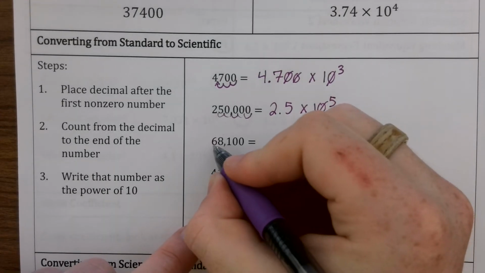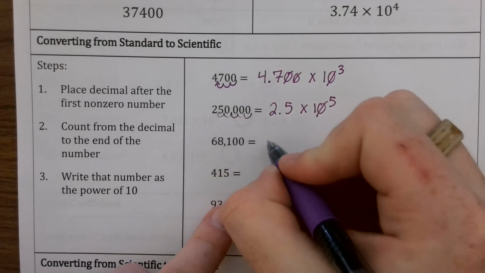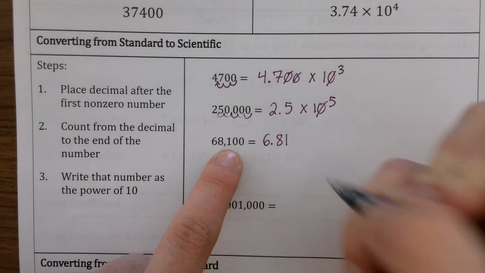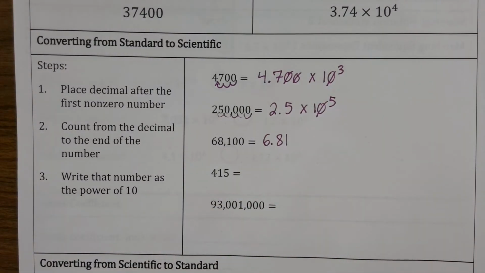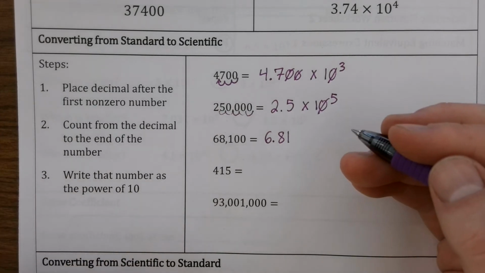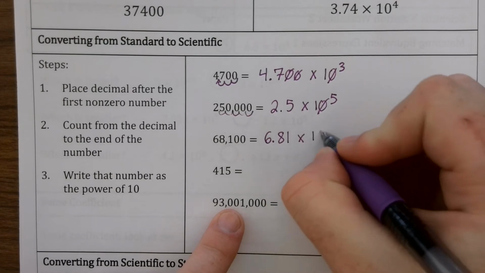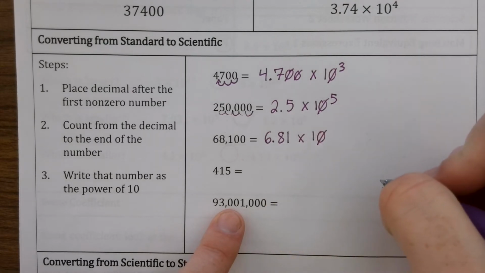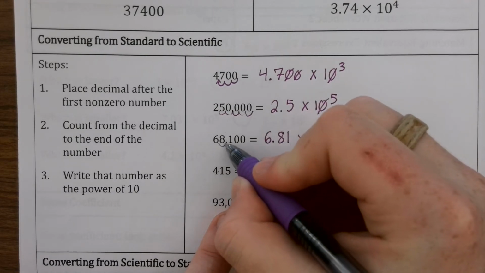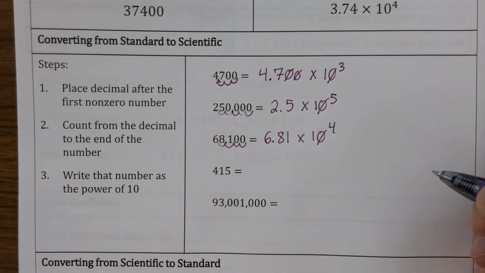Let's look at the next one. We have 68,100. First non-zero number is the 6, so I'm going to say 6.8. And then we have another number here, so I'm going to put the 1 as well. You can include everything that's not a 0, unless it is between numbers, and we'll get down to that one in a moment. We know we're multiplying by 10, because that's what scientific notation looks like. And we have to figure out how many spots we move our decimal. What's here? 1, 2, 3, 4. So times 10 to the fourth power.